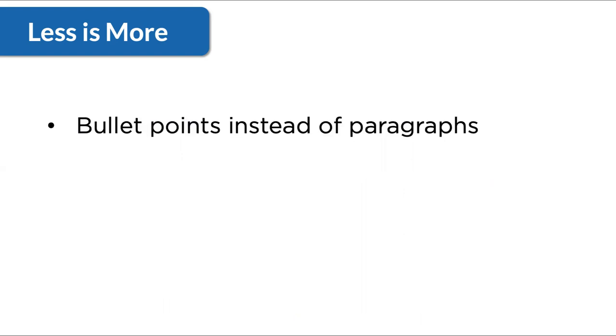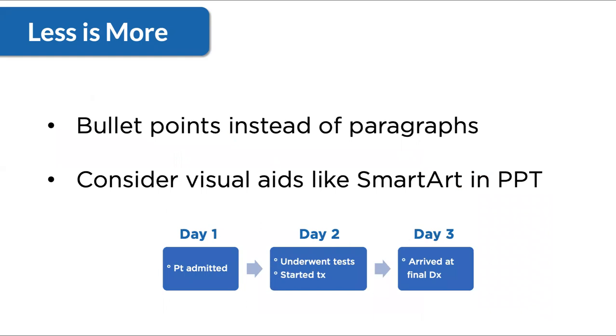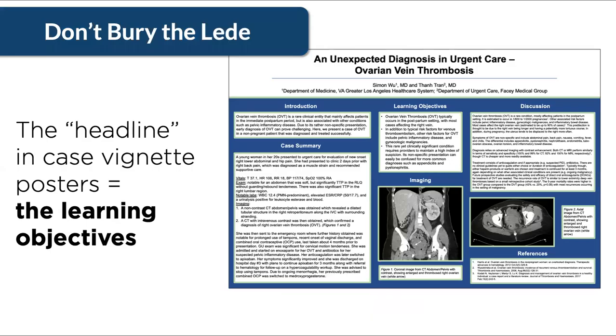Well, instead of paragraphs, write your text out in bullet points, since this is much more reader-friendly. Also, think of ways you can communicate the same written information visually. For example, instead of writing the hospital course out in a paragraph, we can use something like the Smart Art feature in PowerPoint as a more visually appealing alternative to show how the case progressed.